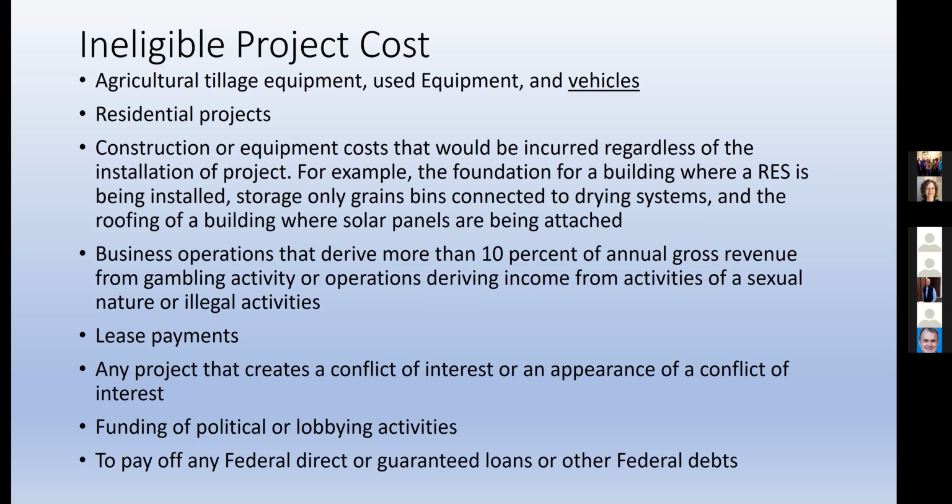Businesses that get more than 10% of annual gross revenue from gambling activities or operations aren't eligible. And I guess that with sports betting in Tennessee now, maybe that matters a little more. Legal sports betting, or activities that are sexual or illegal activities, of course. Lease payments aren't eligible. If it creates a conflict of interest and appearance for it, it's not. And of course, you can't fund politicians or lobbying, and you can't use it to pay off a federal loan or whatever, or other federal debts.